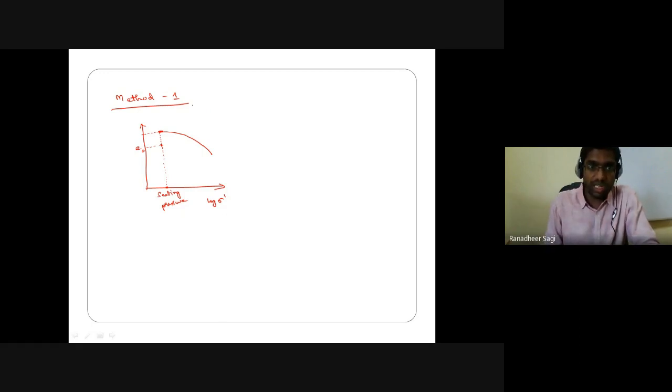In such a case, I'll refer to the initial void ratio that existed in that soil. For that initial void ratio, I'll extend the point onto the e versus log sigma dash curve. Wherever it intersects the curve, I'll project that point onto the horizontal axis, and the stress indicated by projecting that point is what I'll call the swelling pressure. If I can apply that much pressure externally on my soil sample, there is no change in volume happening in the soil.